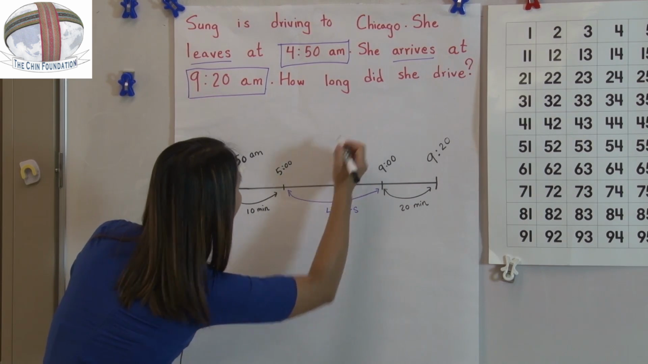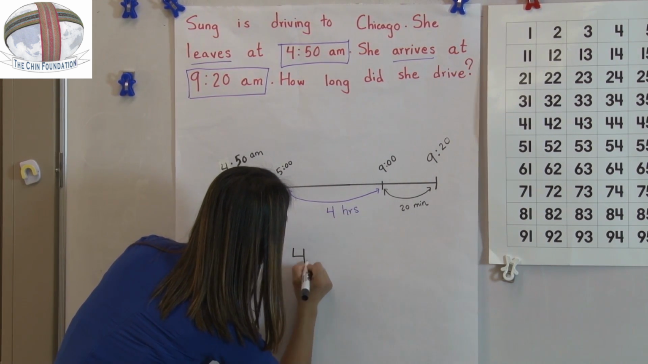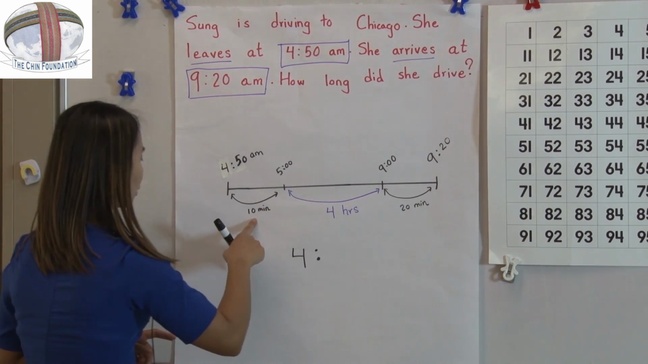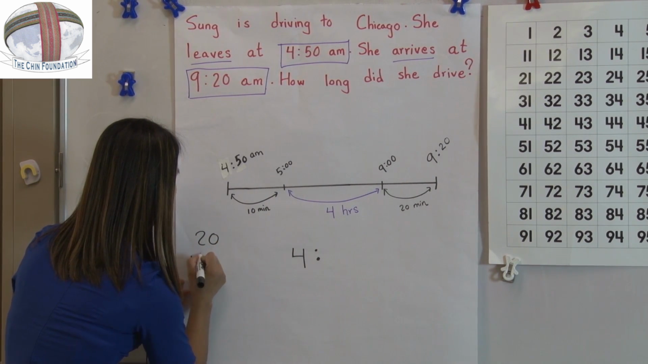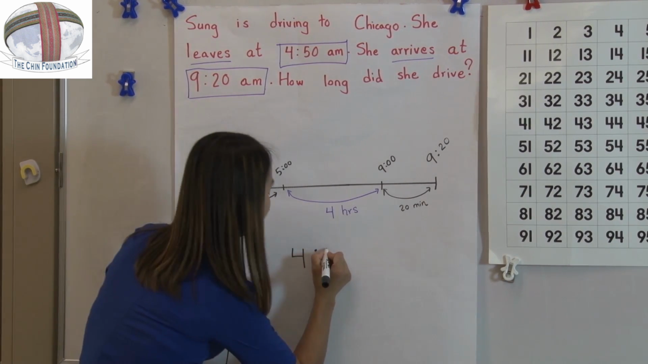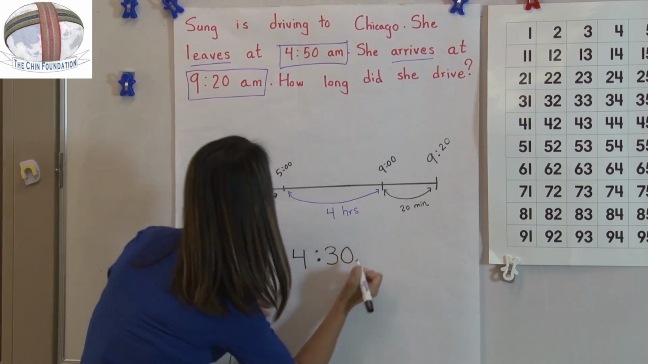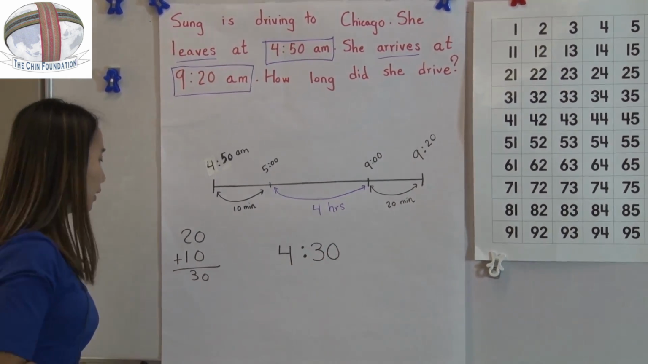Okay, so 4 hours, which is 4 o'clock, and we have 20 minutes here, 10 minutes here. 20 plus 10 is 30. Okay, so 4 hours and 30 minutes. So it takes 4 hours and 30 minutes.